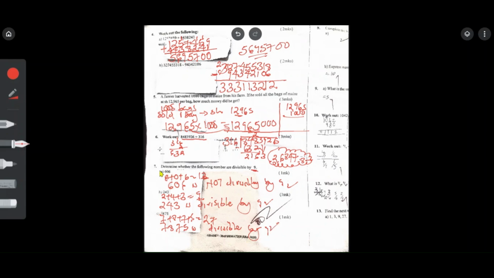So I discourage the long method of trying to divide the whole of this number. Just use the divisibility test of 9 to get your answer clear. You can see it's 1 mark, so they expect you not to follow the long method, but the shorter one to get your answer. That long method of dividing the whole of this, if you're given a huge number, is time consuming. Right.